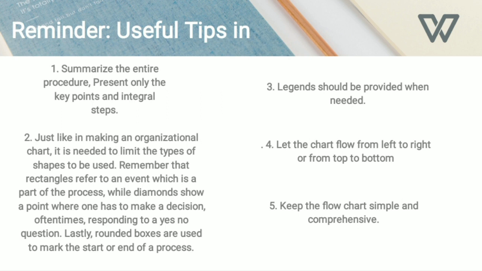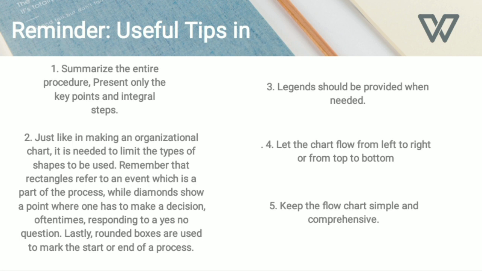Second, just like in making an organizational chart, it is needed to limit the types of shapes to be used. Remember that rectangles refer to an event which is a part of the process, while diamonds show a point where one has to make a decision, oftentimes responding to a yes or no question. Lastly, rounded boxes are used to mark the start or end of a process.